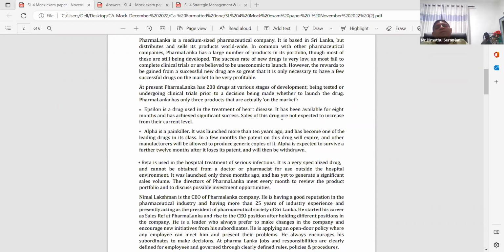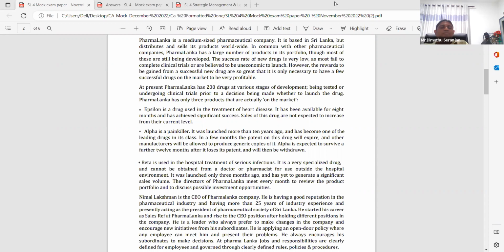So at present, Pharmalanka has 200 drugs at various stages of development, from being tested to undergoing clinical trials, prior to a decision being made whether to launch the drug. 200 drugs are in research and development. Pharmalanka has only 3 products that are actually on the market. Only 3 products we have are in the market.